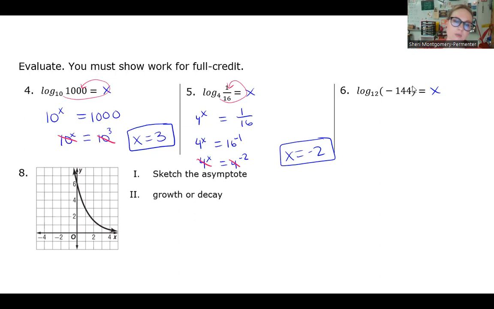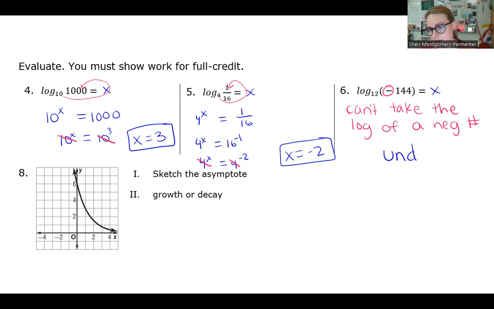For question 6, what should I do? Why? Correct. Can't take the log of a negative number. So the answer is undefined. The answer isn't 0, the answer is undefined.